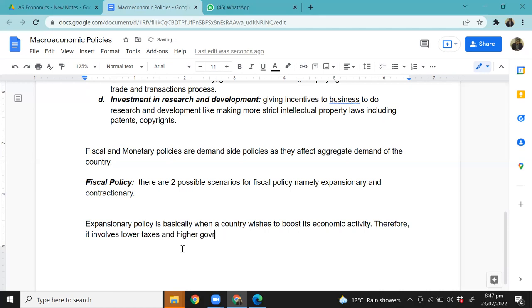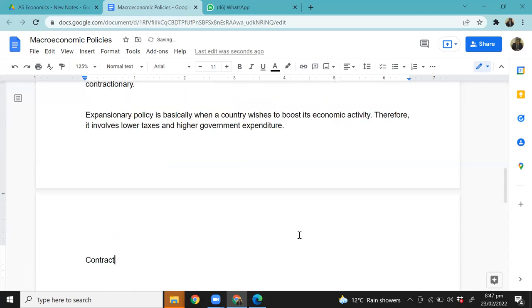So on one hand, government will be increasing its spending on different projects, education, healthcare, and so on. And on the other hand, the government will be reducing its taxes so that people have more incomes and they spend more. Confusion, students? Anything that's not clear? Anything you want to ask me? On the other hand, contractionary policy is quite the opposite. It aims at reducing economic activity.